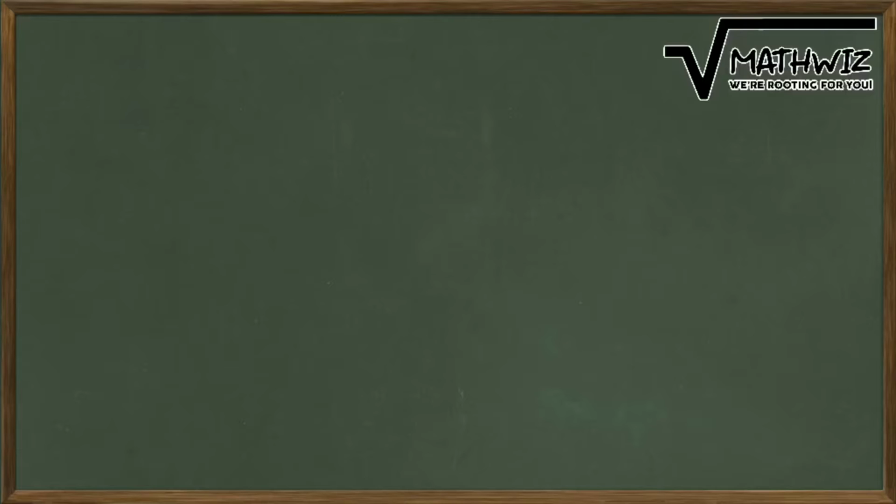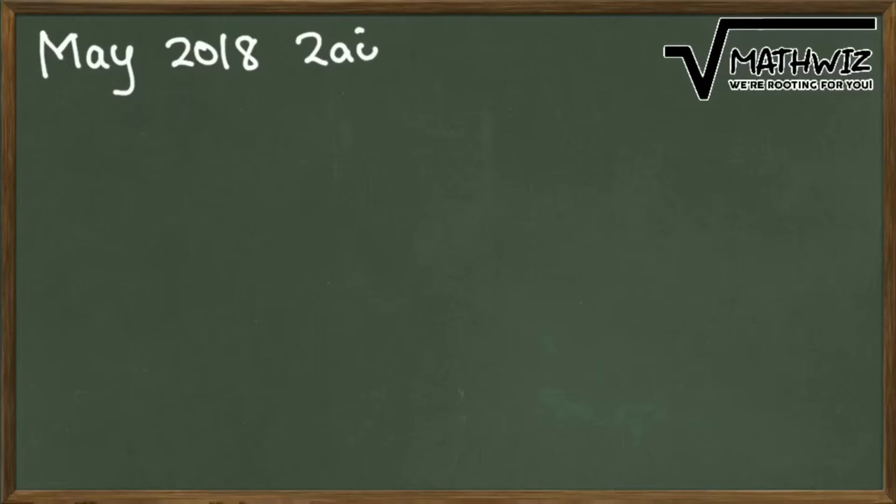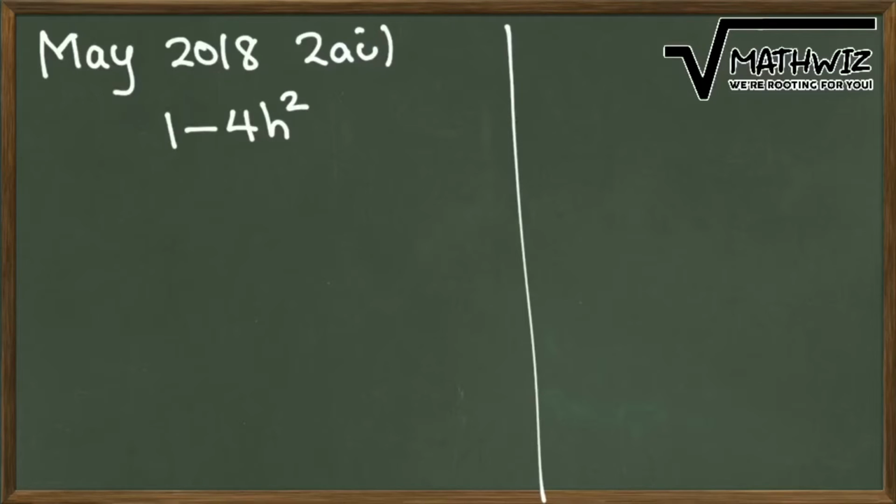then we are going to work on May 2018, question 2A, part 1. And we have 1 minus 4h squared. So I'm just going to do a quick refresher to the side for those persons who I know will not go and watch the video, unfortunately.